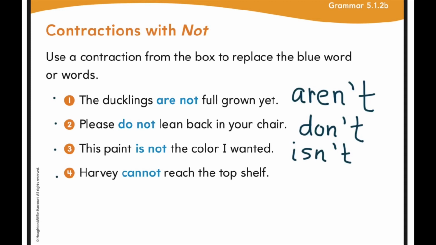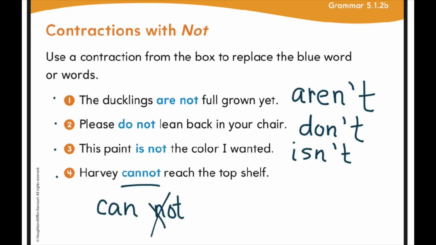Last one. Oh, we didn't do this one yet. Harvey cannot reach the top shelf. Oh man, look at that. Cannot. That's like squished together. It's like one word, but we have to make it into a contraction? Oh my. Now you can see there's 2 words. It's like a compound word. It's squished together. You can see the word can, and you can see the word not. So, the only thing different about a cannot is we don't need both of these N's.